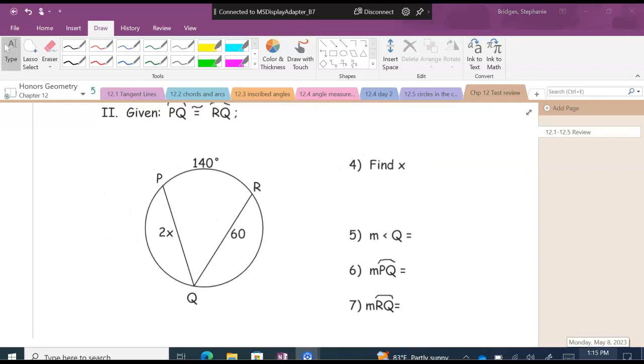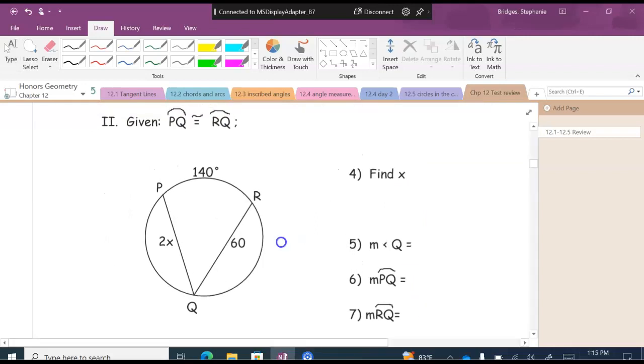All right. So if it tells me that my arcs are congruent, what does it mean about my chords? They're congruent. So PQ and QR are congruent, and so are the arcs. PQ and RQ are the same degrees. So since PQ and QR are congruent, we're just going to set 2X equal to 60. And then we're going to find out that X is 30, yes?